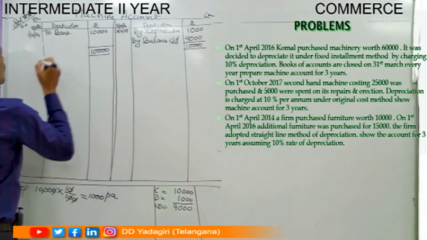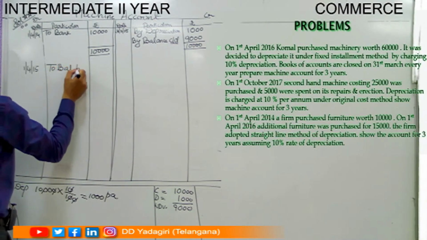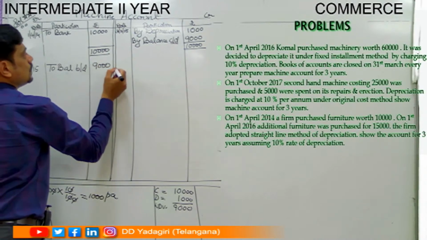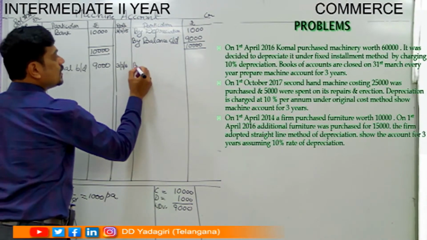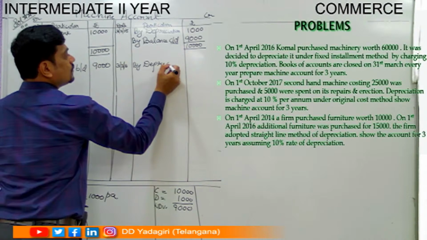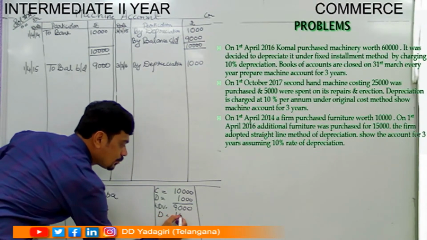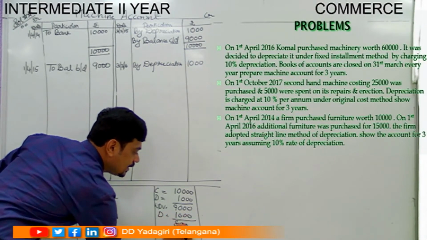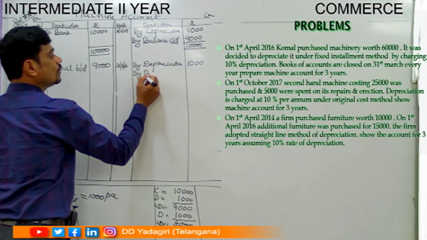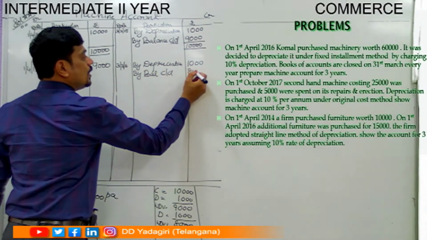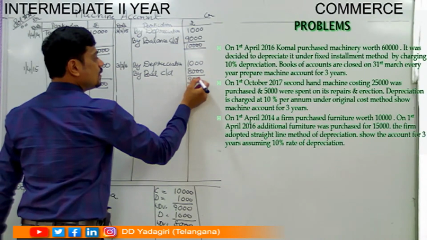First year is over. Now 1st April 2015 to balance brought down 9,000. We are closing the account 31st March 2016. So again by depreciation. For how much, sir? 1,000. Again, I'll charge 1,000. How much is the answer? 8,000. Written down value is 8,000. Close the account. By balance carried down, 8,000. Close with 9,000. We have closed with 9,000.